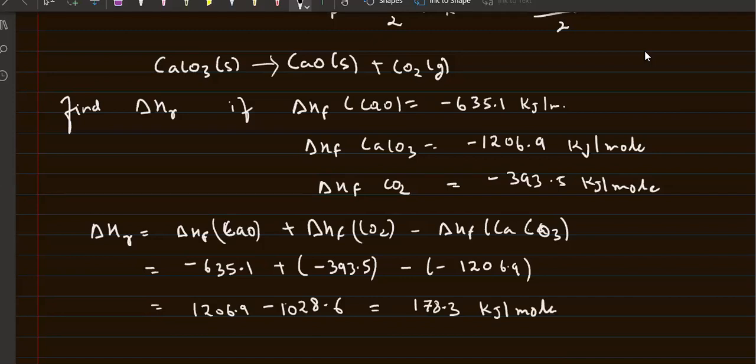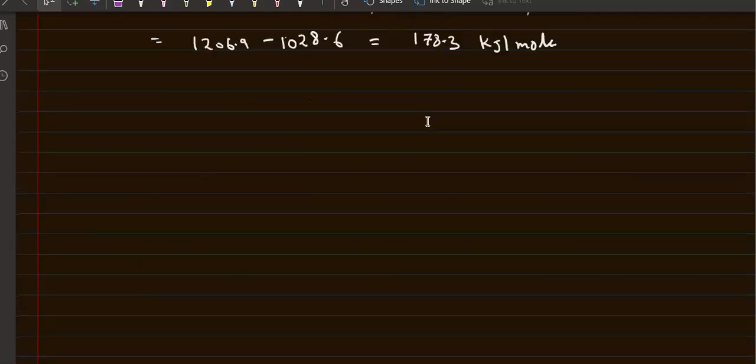Now you know how to use these equations. Now we know that this delta H of reaction is greater than 0, positive. Then is energy released or energy absorbed? We have already studied this. Absorbed, right? So I can say that energy is absorbed.